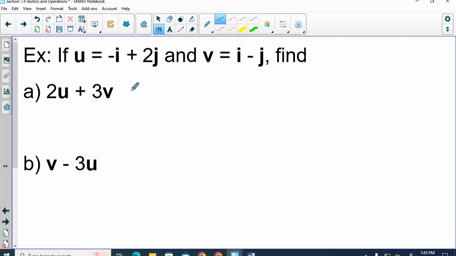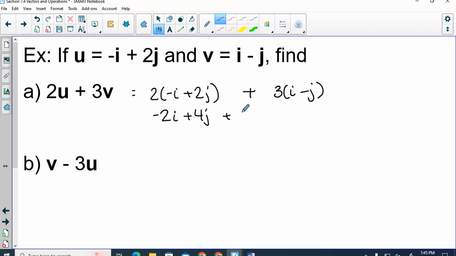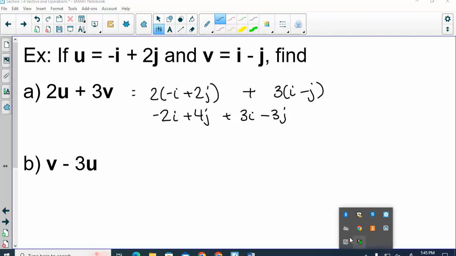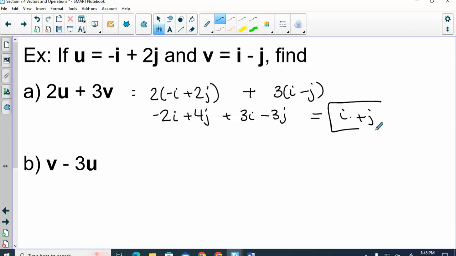So if I said 2u plus 3v, what would 2u be? 2 times vector u, that's -2i plus 4j. 3 times vector v, so that's 3i minus 3j. So then you just add like terms, so you get i plus j. Okay, so it could be in terms of another vector.